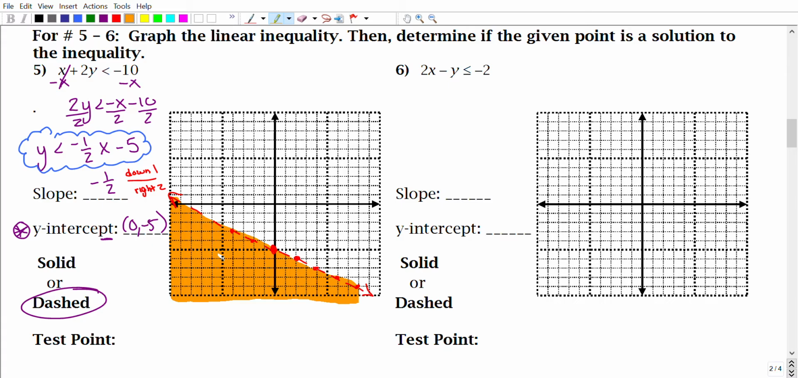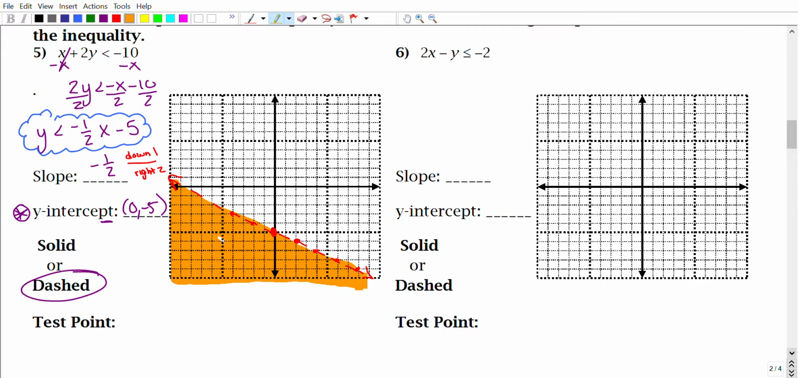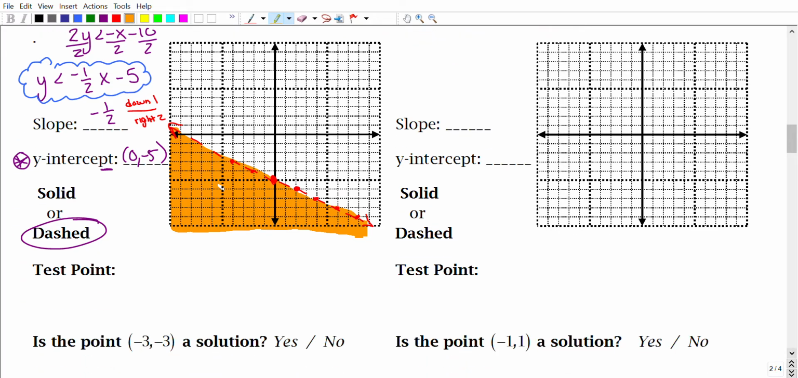Okay, so I have my inequality graphed. I have a dashed line, and I shaded below. Now I want to check that test point. Well, which was my test point? My test point is -3, -3. Now, we want to know if that's a solution, yes or no. I like to always make the prediction first. Or not even a prediction, it's an actual analysis, but where is -3, -3?